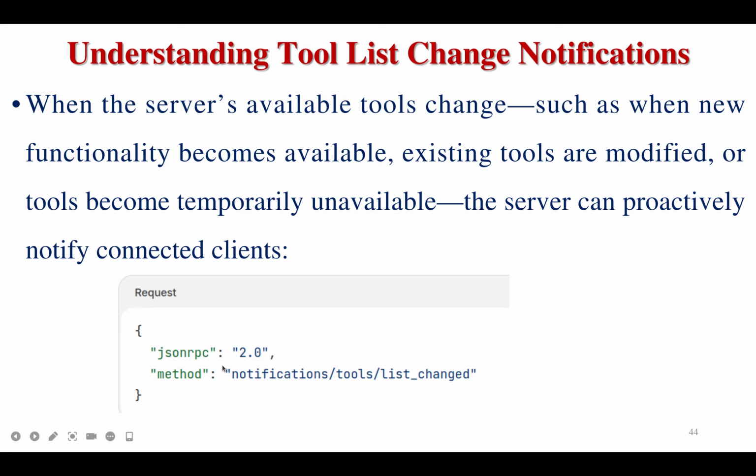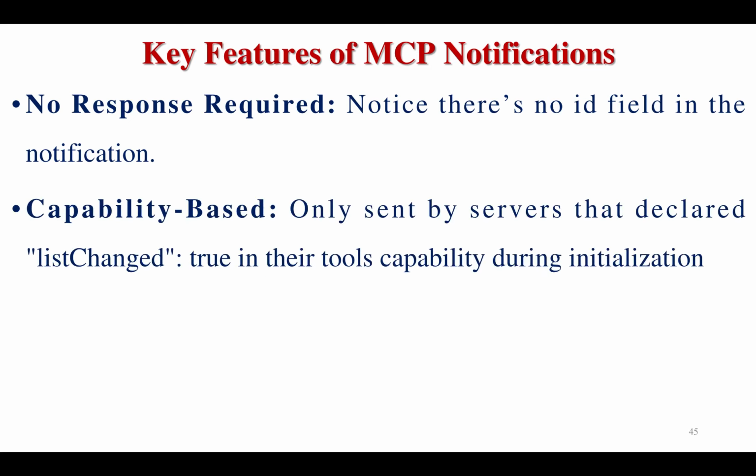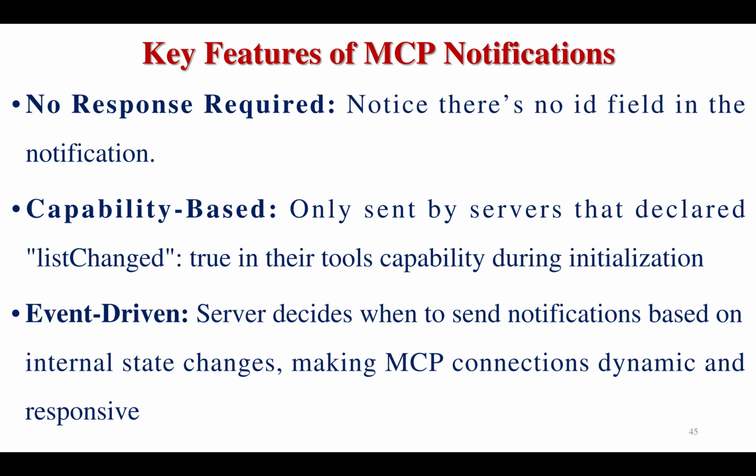The request will have the JSON RPC version as well as the method. You can see notifications/tools/list_changed. As we know, there is no response required whenever you are giving a notification, and it is only capability based. All the servers are not going to provide notifications. Only if it has declared listChanged equal to true during the initialization does it have the capability; otherwise it's optional. And also it's event driven. A server decides when to send a notification based on its internal state changes. No one is going to explicitly initiate it. It's going to be completely dynamic and responsive.